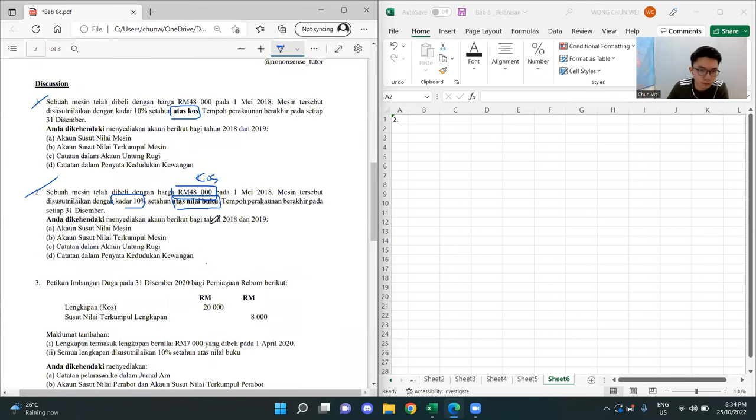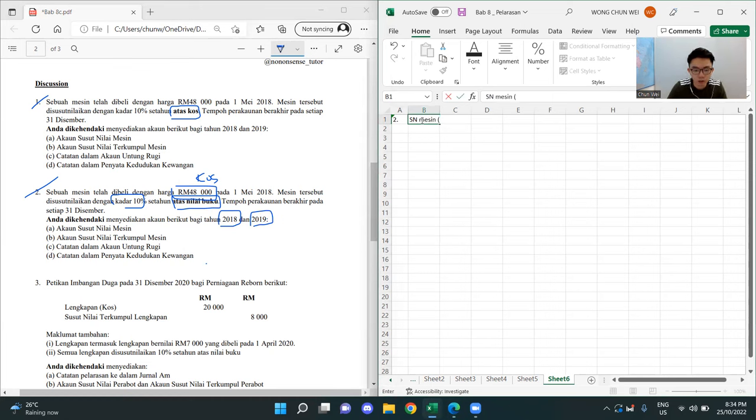So anda dikendaki menyediakan berikut bagi tahun 2018 dan 2019. So let's calculate the susut nilai first. The susut nilai machine bagi 2018. We have to calculate that. So what is the formula? The formula for atas nilai buku will be using your cost minus your SNT. What is SNT? SNT means susut nilai terkumpul, times your kadar times the tempoh.